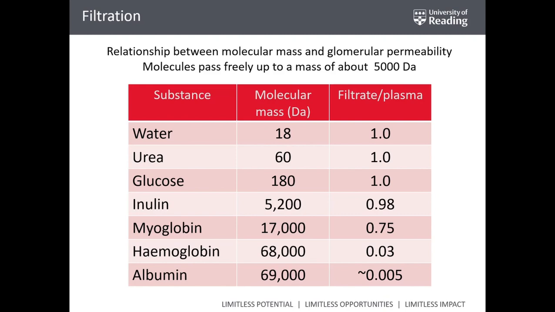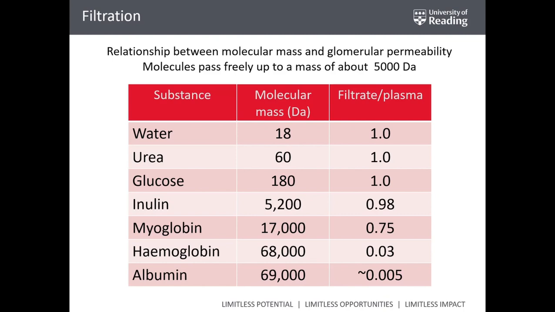So if the ratio between filtrate and plasma is 1, it means that that substance is equally contained in the plasma and in the filtrate. So water, urea, glucose are all freely filtered. Glucose, interesting. Glucose is filtered. Glucose goes entirely from the plasma to the filtrate.